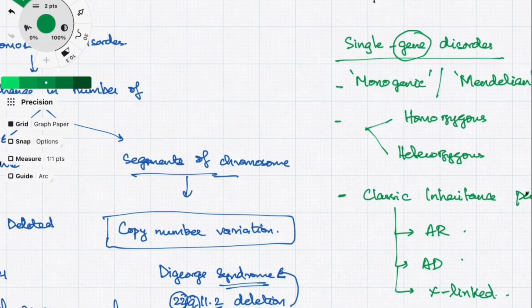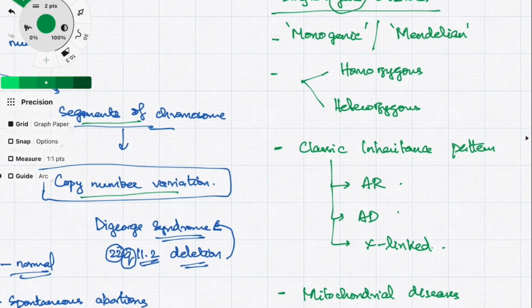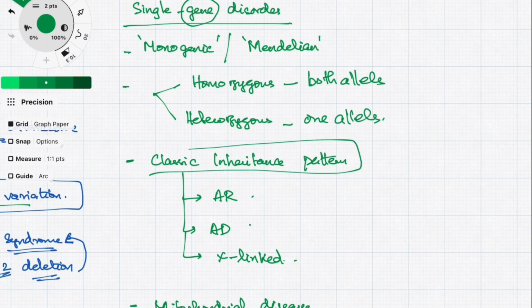It is also included in single gene disorders. So first we saw chromosomal disorders where an entire chromosome is affected or only a segment of chromosome is affected. If only a segment is affected, we call it copy number variation. Here we have single gene disorders. They can be homozygous when both alleles are affected, or only one allele is affected, we call them heterozygous. They show classical inheritance patterns, either recessive, dominant, or X-linked, and mitochondrial diseases are also included.